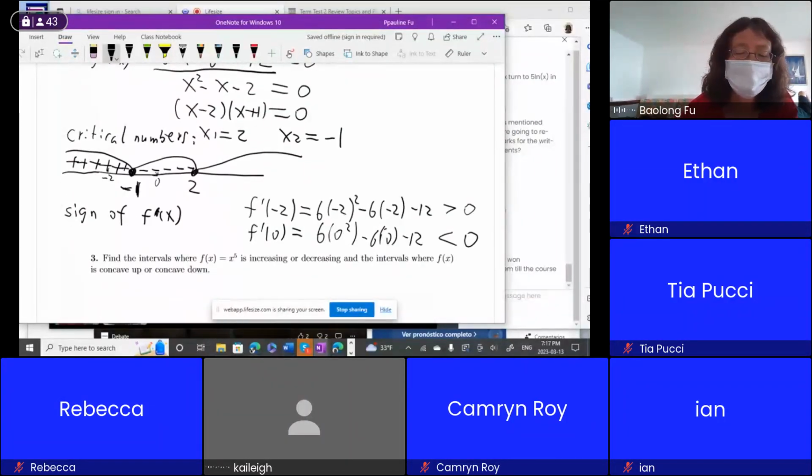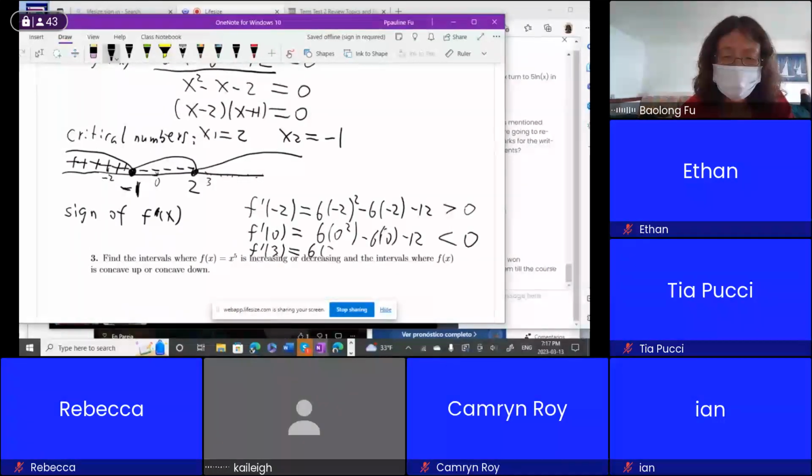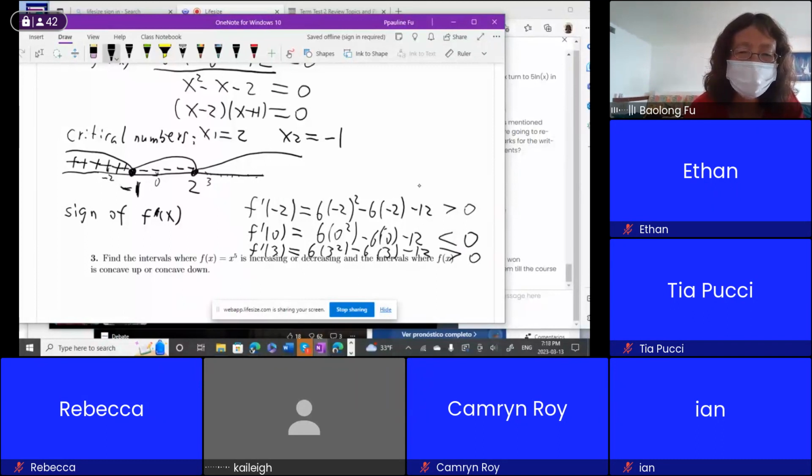Lastly, let's take a number anywhere from here. Take any number, maybe take 3. So f prime of 3 equals 6 times 3 squared minus 6 times 3 minus 12. We just care if it is a positive or negative number. This is a positive number. So f prime is positive here.